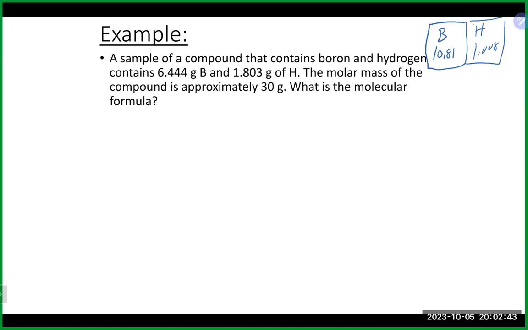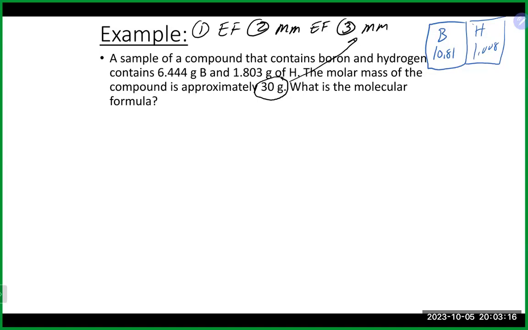Okay, let's take a look and see how you're doing. In this case, we're looking for the molecular formula, and there are 3 things that we need. We need the empirical formula, which we are not given, so we have to go through our process to calculate it. Once we do that, we will get the second thing we need, the molar mass of the empirical formula. The last thing we need is the molar mass of the compound, which is actually given to us here: approximately 30 grams.